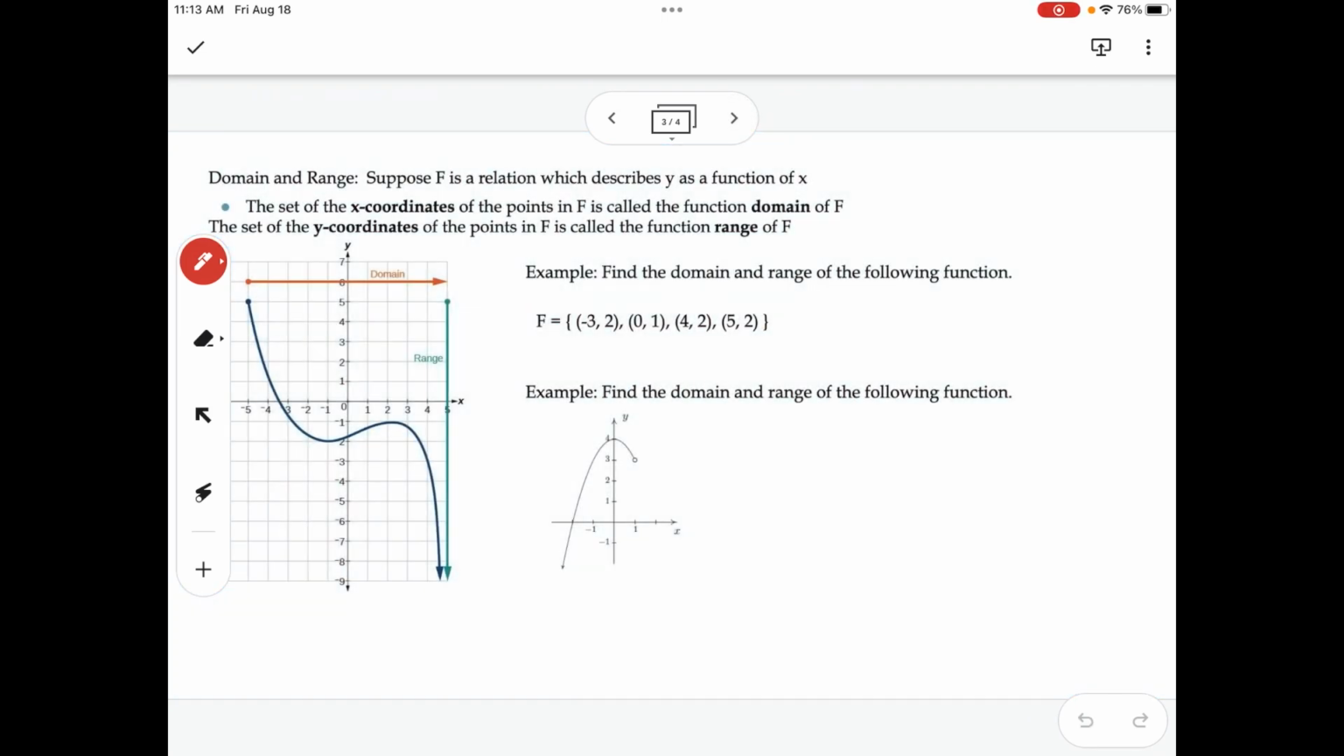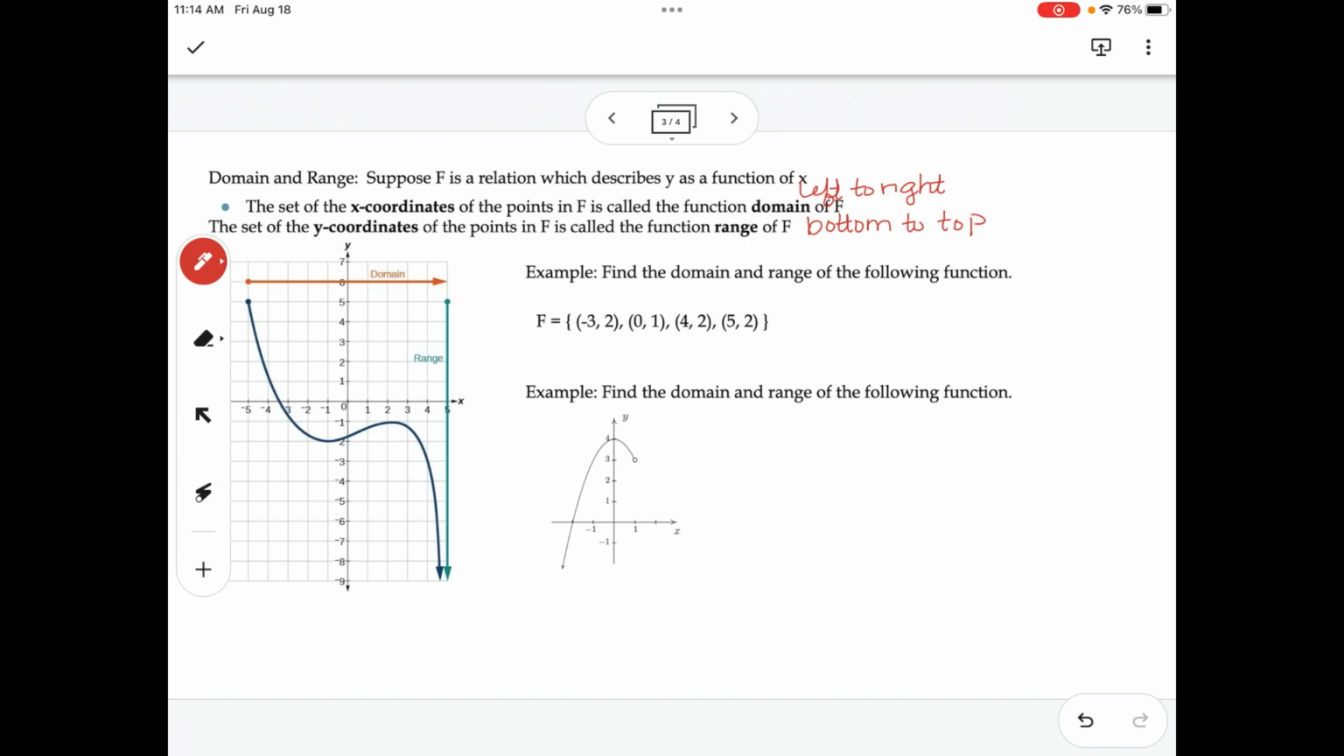Which leads us to want to discuss domain and range. So suppose f is a relation which describes y as a function of x. We can say that the x coordinates of the points in our function are the domain, and the domain works going left to right on our axes. And the set of y coordinates of the points in the function is called the range. And the range, when we're talking about order, goes from bottom to top.